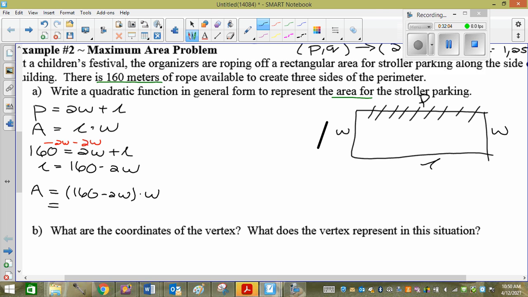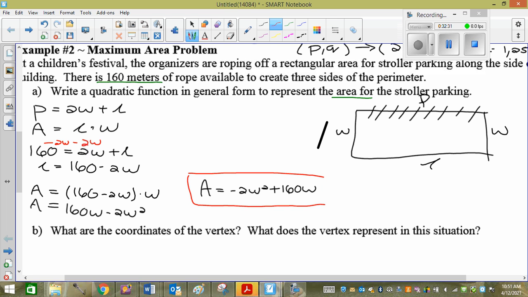Anthony, what is this going to look like when I distribute it? 160W. Yes? And negative 2W squared, exactly. And so we know that this is equal to the area, but for the sake of last problem too, what I'm going to do is actually just reorder this. So I'm going to say area is equal to negative 2W squared plus 160W. And that's going to be the area equation they're looking for.